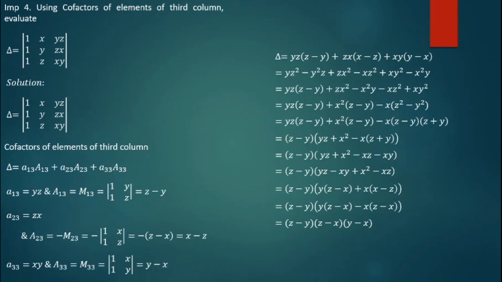Next, using cofactors of elements of the third column, we have to evaluate the determinant. In the previous case we had numerical values; in this case we have variables. So when variables come, you have to be a bit careful while solving. So let's start. This is our given. Cofactors of elements of the third column: A13 plus A23 plus A33. Using this we'll be finding the determinant.